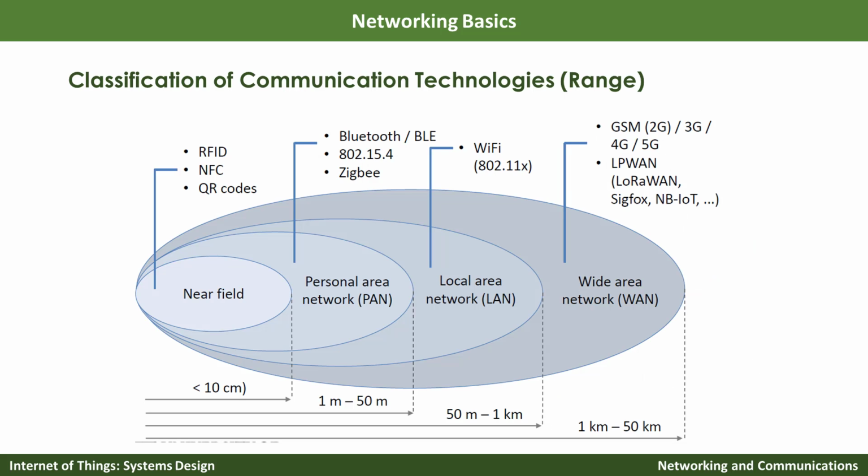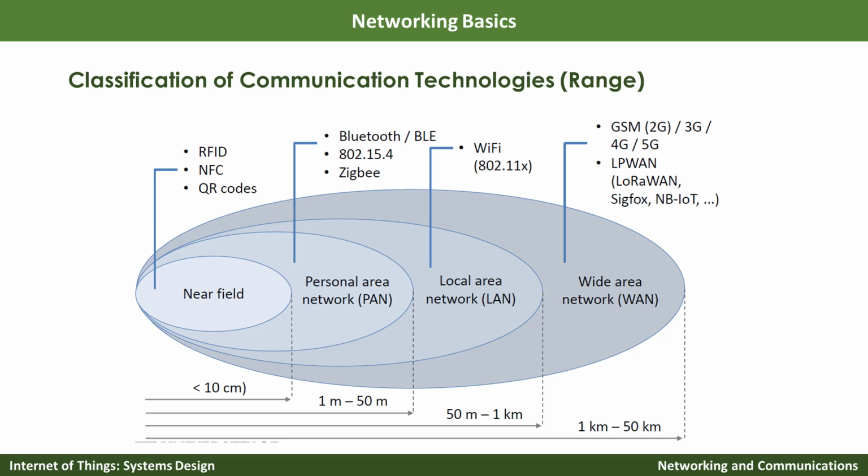This figure classifies the communication technologies we discussed earlier based on the range. So RFID, NFC, and then QR codes you probably have seen are near field communication, less than 10 centimeters. And then the personal area network is about 1 meter to 50 meters.